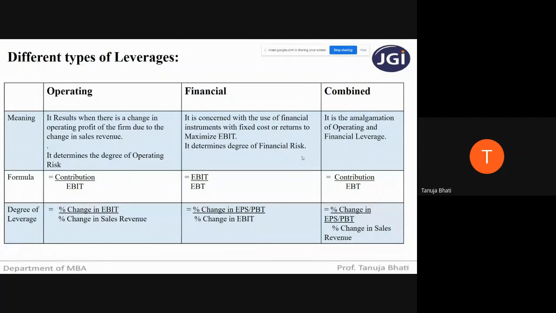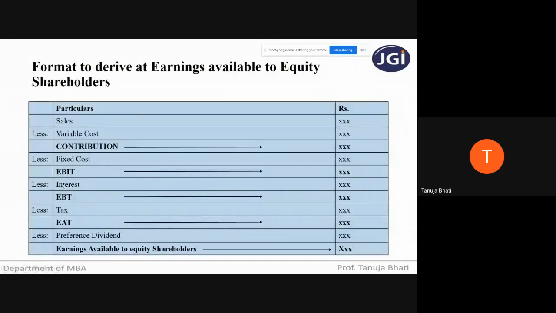You pay interest to the debenture holders, right? For the amount that you have borrowed from them, you pay the interest. So interest to debenture holders will remain fixed. That is your financial cost. So the formula is EBIT divided by EBT, that is, earnings before interest and tax divided by earnings before tax. This interest to the debenture holders is nothing but your financial cost.